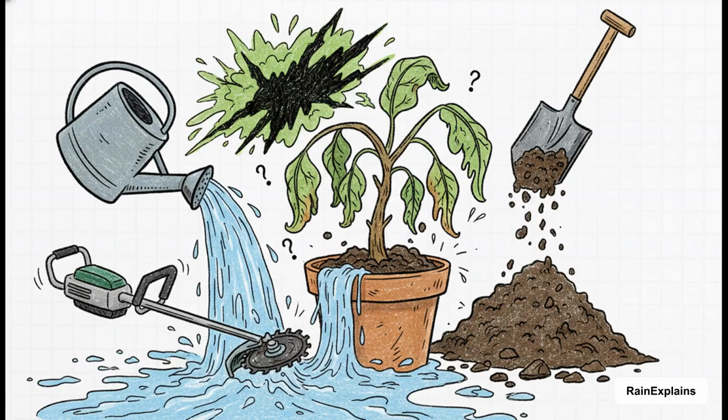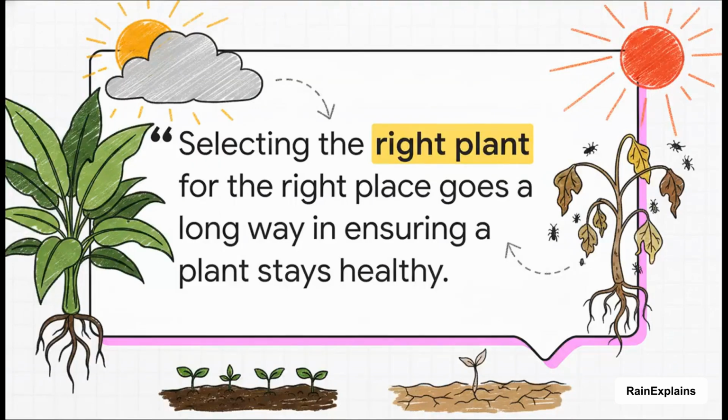It really all comes back to this fundamental horticultural philosophy. Selecting the right plant for the right place goes a long way in ensuring a plant stays healthy. If you take a shade-loving plant and stick it out in the full sun, it is going to suffer major abiotic heat stress. And then, because it is so stressed out, the bugs and the fungi are going to sense that weakness and move right in. Proper cultural care is what prevents those secondary, living pests from ever becoming a problem in the first place.